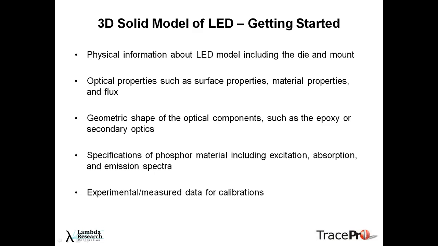We need the geometric shape of the components, things such as the epoxy and any secondary optics that are in there. If we're looking at a white LED, a phosphor conversion LED, we're also going to want specifications for the phosphor, including the excitation, absorption, and emission spectra, concentrations, and quantum efficiencies. And lastly, ideally we'd want some experimental or measured data so we can use that to calibrate our model to make sure we've built a physically robust and correct model.